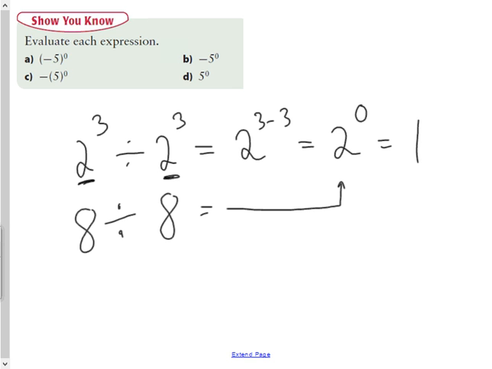Which is weird because it seems counterintuitive. It seems like it should be like 2 or something like that. But any base to the exponent of 0 will always have a standard form of 1. And we can look at that again with a different one.